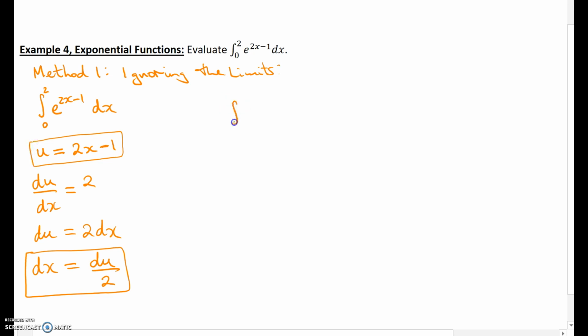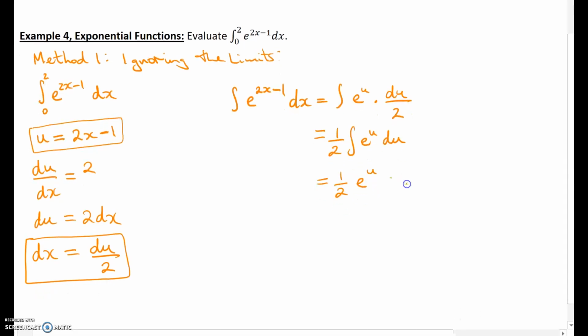Now, we're ignoring the limits. So the integral of e to the power of 2x minus 1 dx is going to be equal to the integral of e to the u, since 2x minus 1 is u, and dx is du over 2. Pull out the 1/2. The integral of e to the u du is simply e to the u, so it's 1/2 e to the u. Now normally you would stick on plus c there, but since we're going to reintroduce limits, we won't do that. So it's going to be 1/2 e to the power of 2x minus 1. So without limits, that's what it would be.